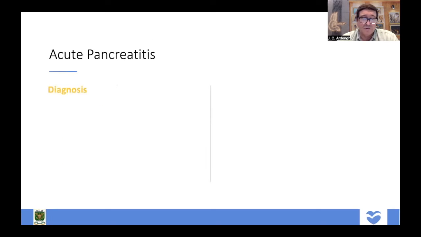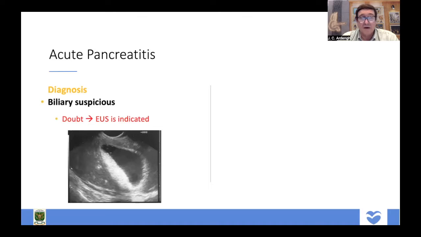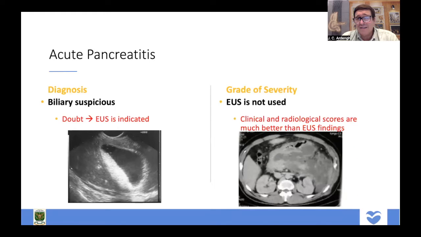During the episode of acute pancreatitis, the discussion about the cause and severity is relevant. Where there are doubts about the biliary etiology, EUS should be indicated. Regarding the severity, EUS is not used because the clinical and radiological scores are much better than EUS findings.